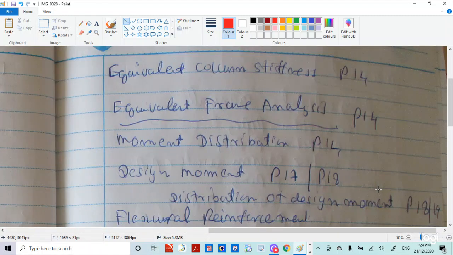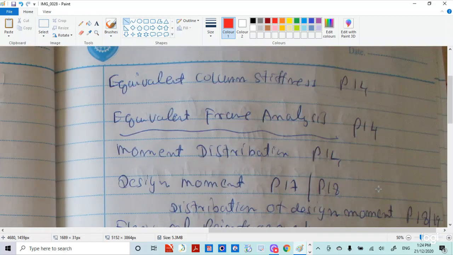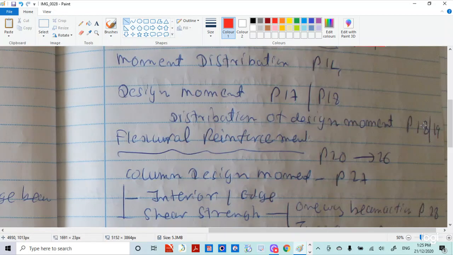After the design outline, we have to determine the equivalent column stiffness. This is included on page number 14. Now, equivalent frame analysis, page number 14. You also have to calculate the equivalent frame analysis on page 14, and also the moment distribution. You can also find the moment distribution on page 14.